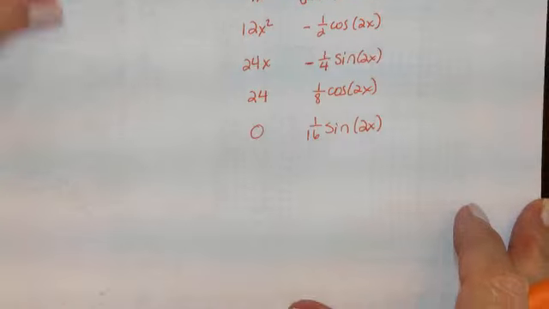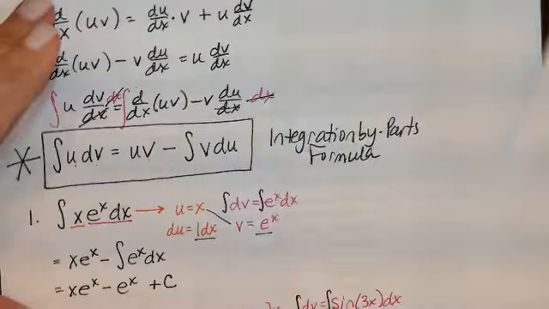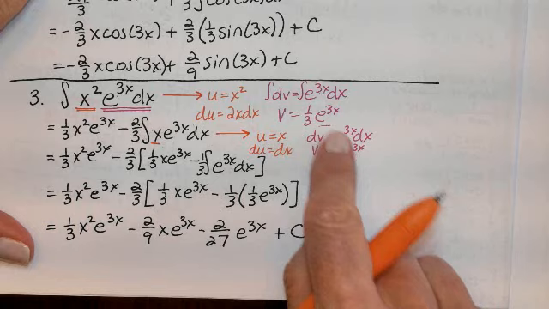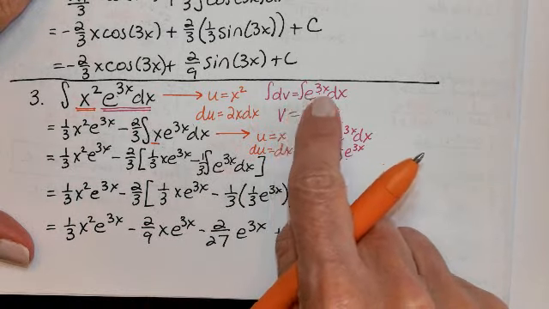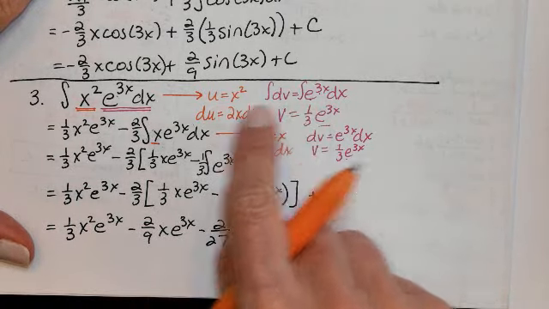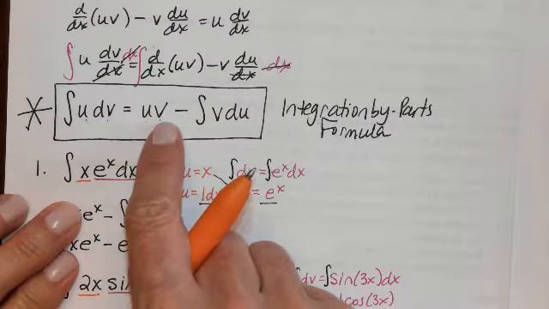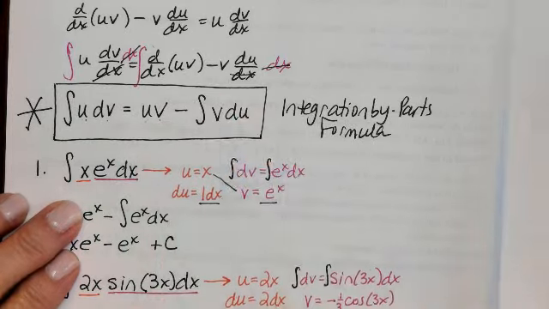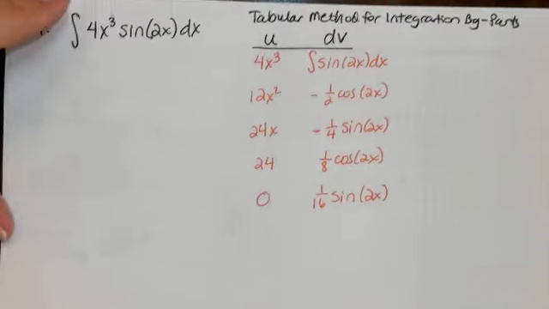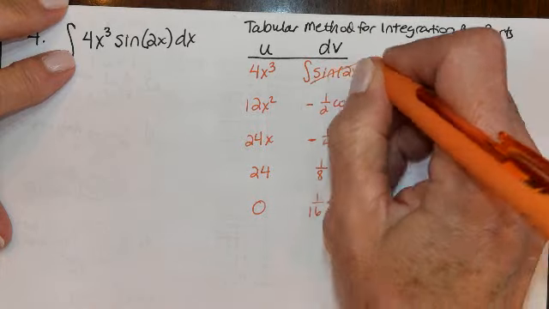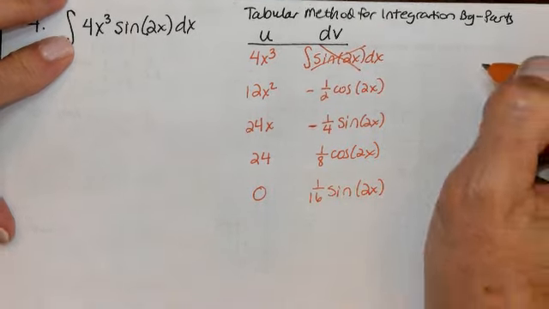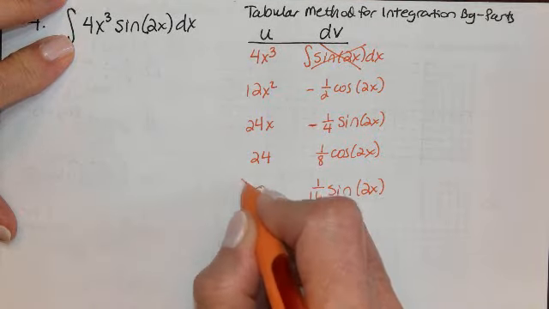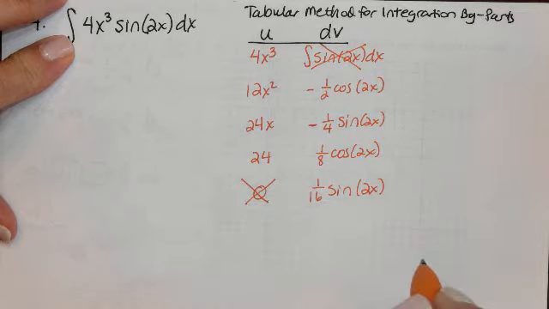Just like in integration by parts, we never use our dv. The formula is uv minus integral of v du. There's no dv in there, right? So this very first dv, you will end up not using. And this last derivative, the 0, you will not use. You're not going to use those.